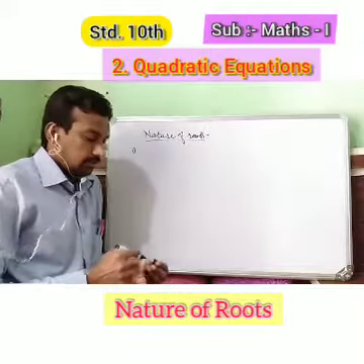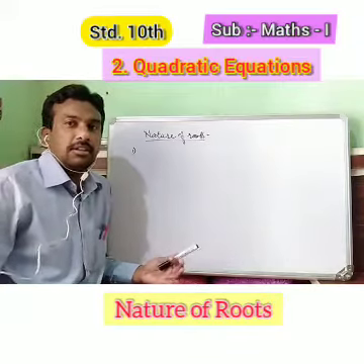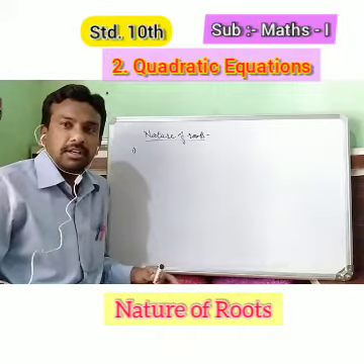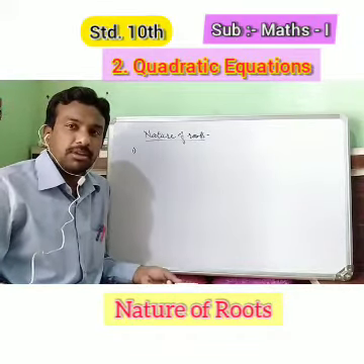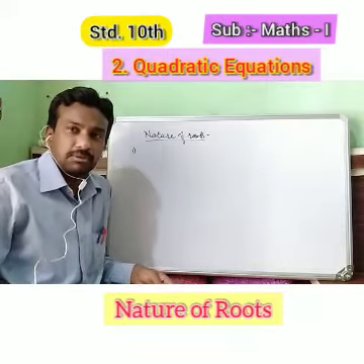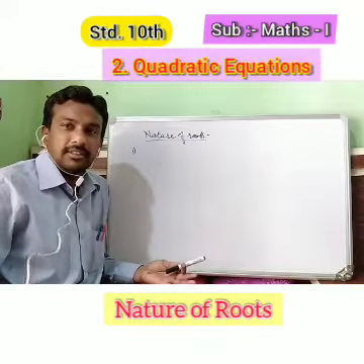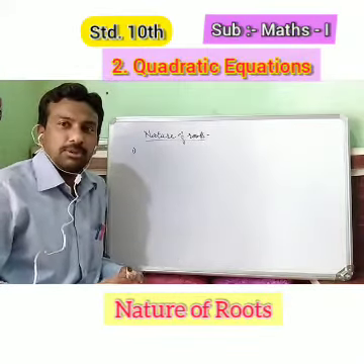We know the formula method, that is alpha is equal to minus b plus under root b square minus 4ac upon 2a, and beta is minus b minus under root b square minus 4ac upon 2a. In this case there is delta, that is delta is b square minus 4ac.